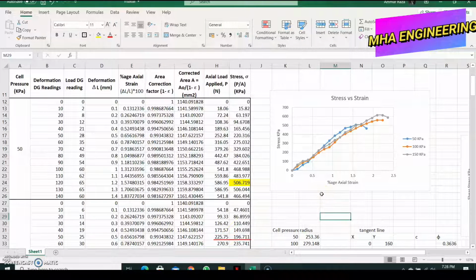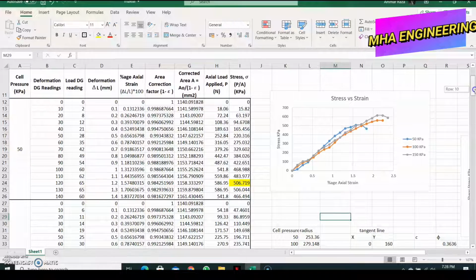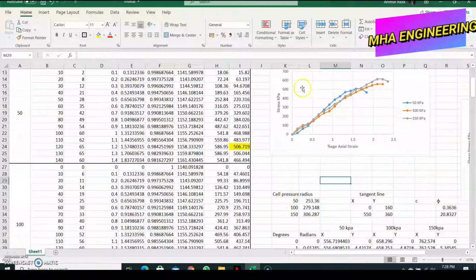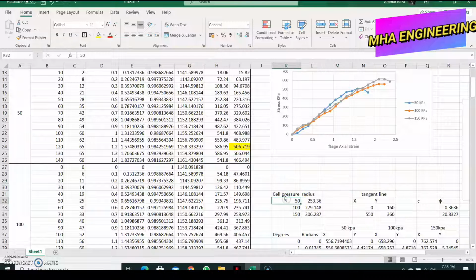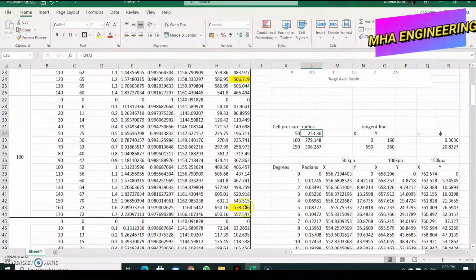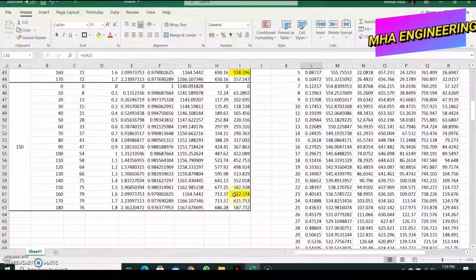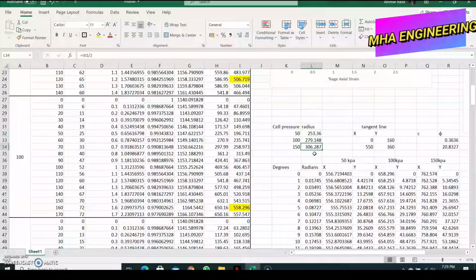Next, we also have to draw our Mohr-Coulomb failure envelope. Because this will have 3 circles side by side on the same graph, we note down the cell pressures involved, and half the peak stress value that we calculate will be our radius. Our radius for the cell pressure at 50 kPa will be half of 506, so that's 253. For 100 kPa, it will be half of this, and for 150 kPa, it will be half of this. So I've noted down the radii for each of these.